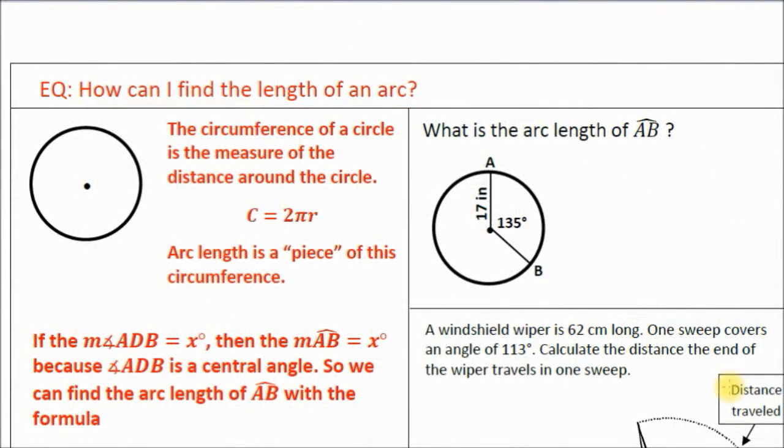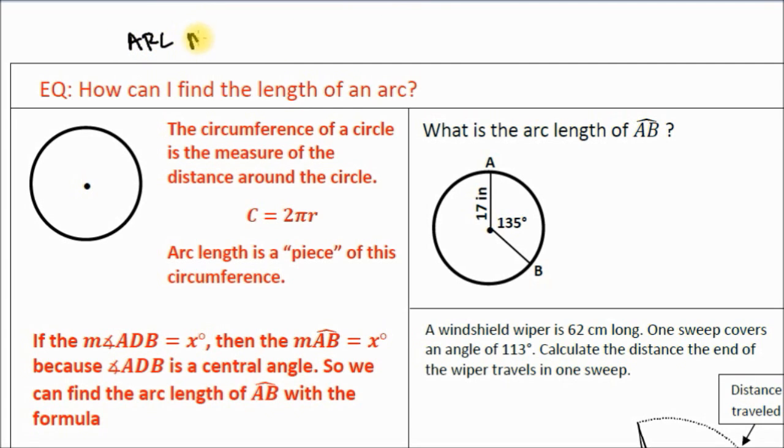We're going to be filling out section number 5 in your Unit 11 flip book. Section number 5 is basically a review on some topics that many of you are struggling with. The first topic is about arc length, and the essential question is, how can I find the length of an arc? Now I want you to notice, class, there's a very big difference between arc measure and arc length.